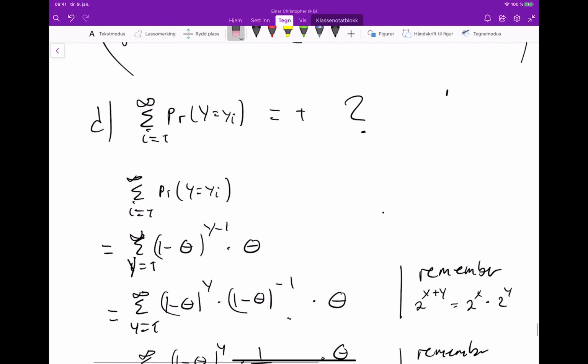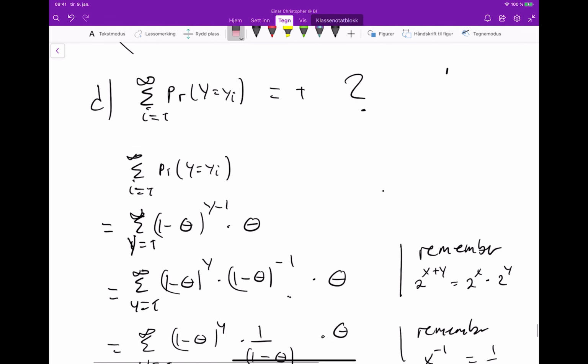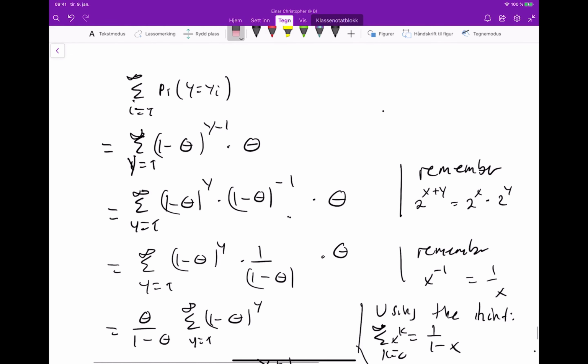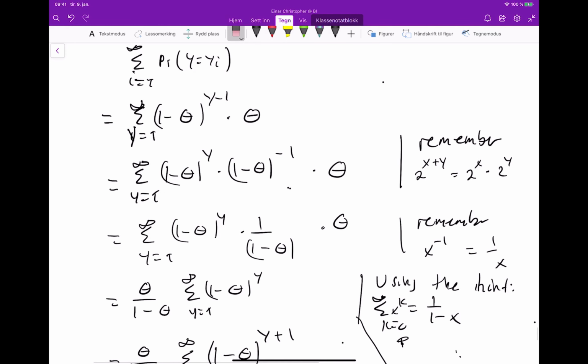Okay, let me take you through this once more. It's obvious that the sum of all the probabilities has to sum to 1. So that is what I'm going to show here, that this sum is 1. So the first thing I do is replace the probability function with its actual function. So this line is perfect.